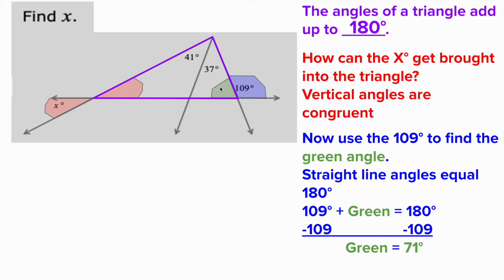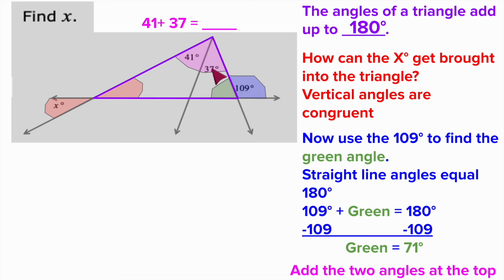So now I have this piece is 71, this piece is x. Now all I need to do is combine these two so I have a top angle. So we're going to add the two angles at the top. So we have a total. So 41 plus 37, and that gives me 78 degrees.